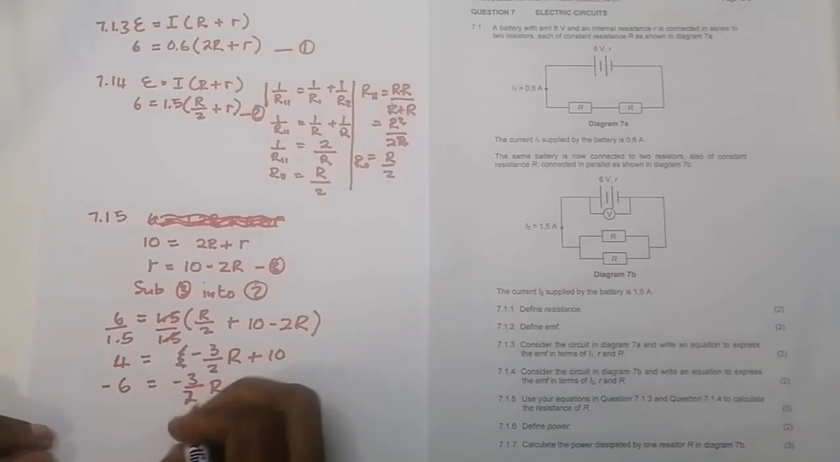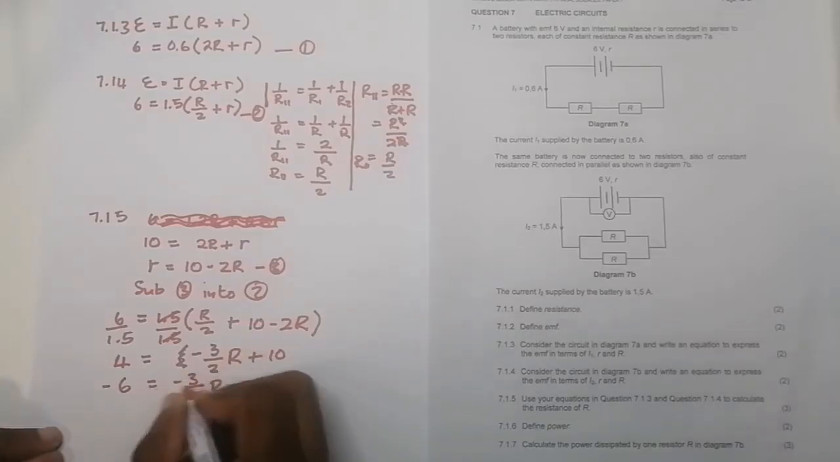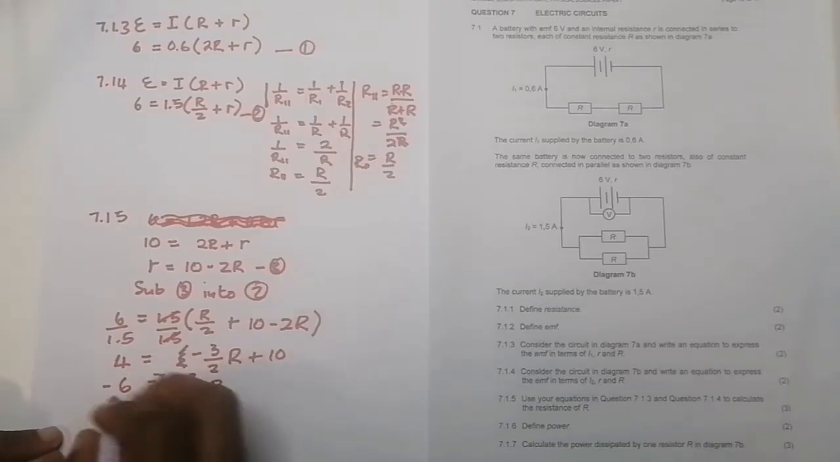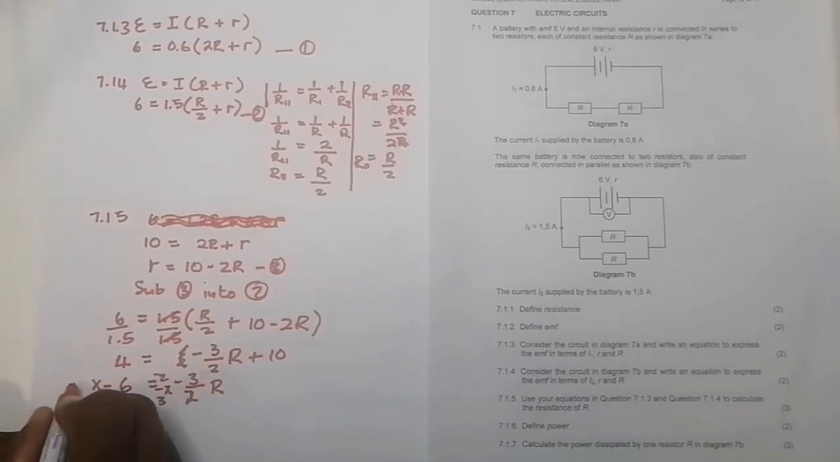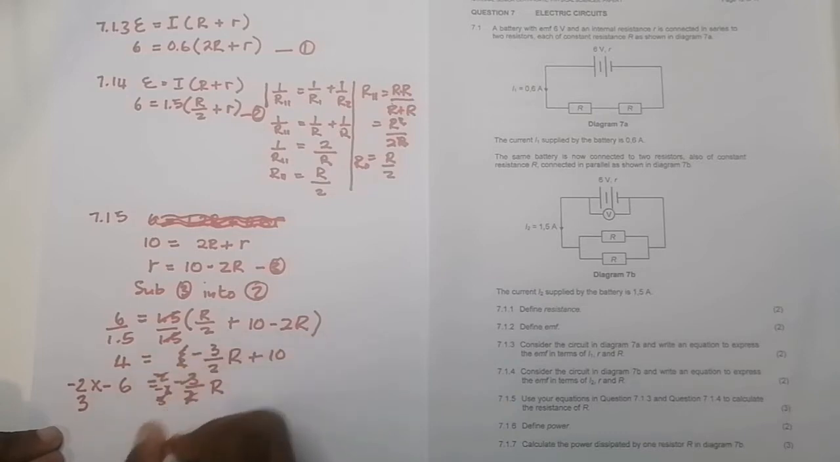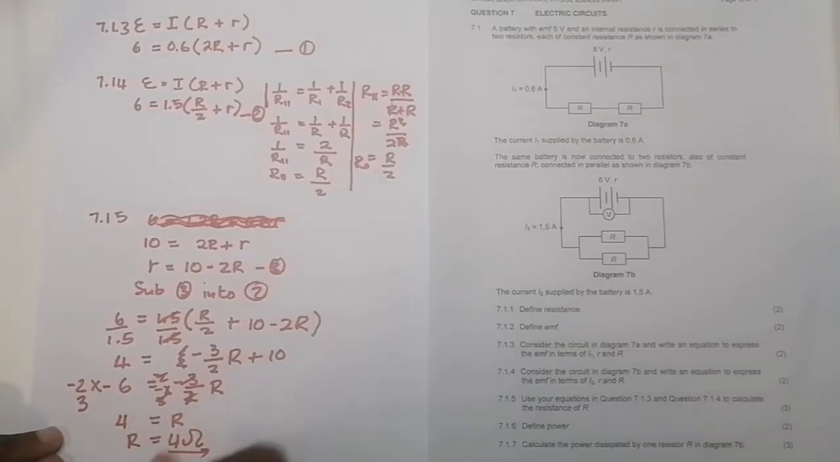So you can divide both sides by negative 3 over 2, or simply multiply by the inverse. Multiply by negative 2 over 3, and what you do on the right, you do on the left. You'll realize that cancels that, that cancels that, so you're left with r, and r is equal to 4. So it means that our resistance will actually be 4 ohms.